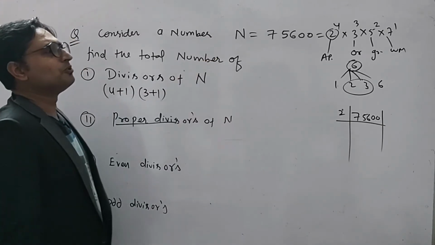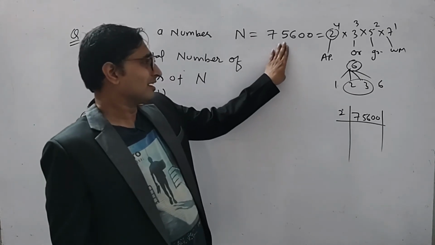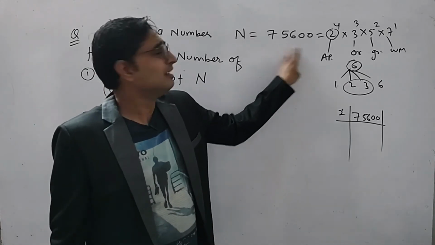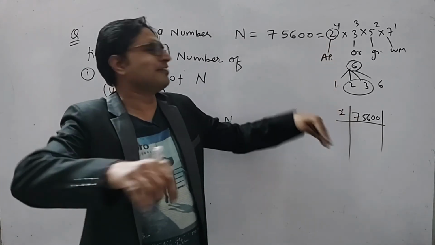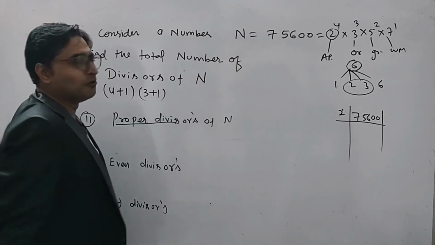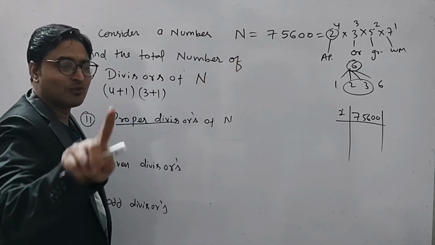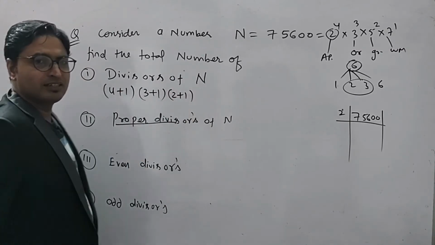And with 2 grapes means 2 5. If you are considering the divisors of this number, you can select 1 5, 2 5, no 5. No 5 means any other number you will select. So with 2 grapes, you have to select 1 grape, 2 grape, no grape. So conditions will be 2 plus 1.